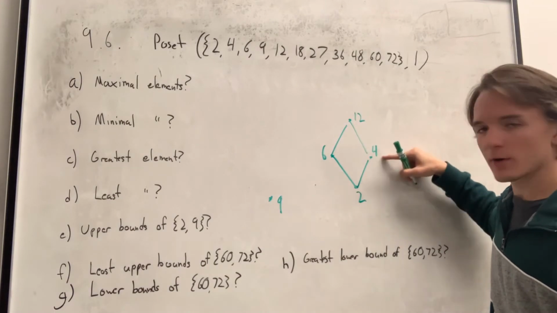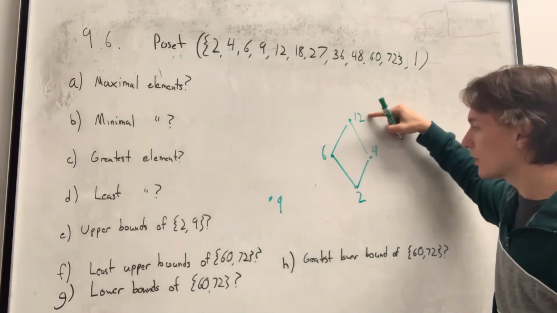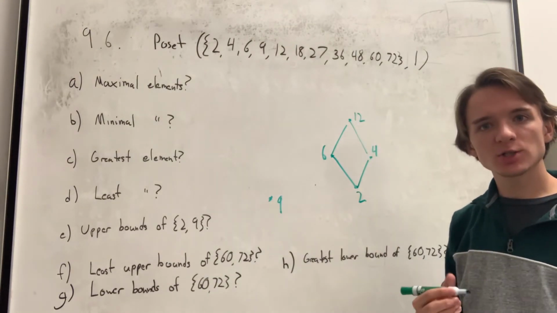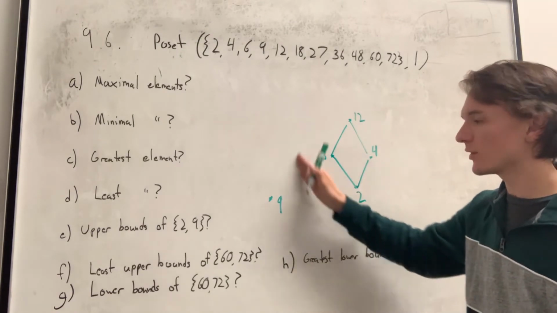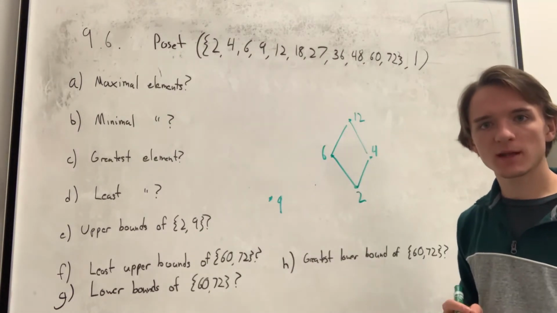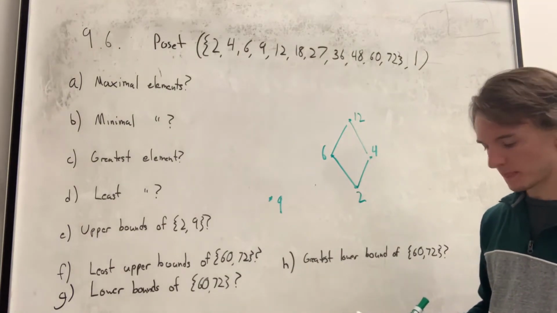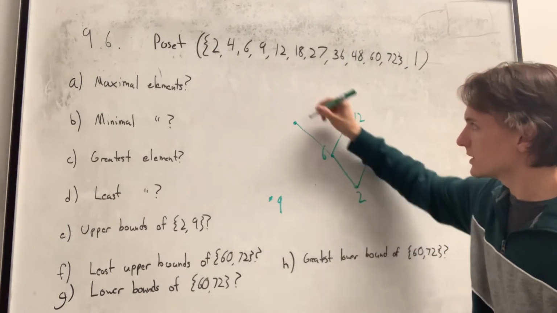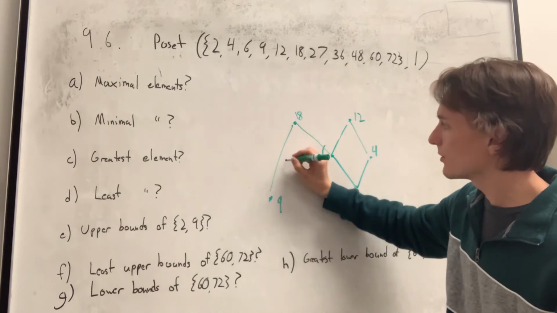2 divides 4 and 4 divides 12. Therefore, 12 is also divisible by 2. So there's a relationship from 12 to 2 that exists through 4 and through 6, so we don't need to draw an edge in this hash diagram. Okay, 18. 18 could be over here. 18 is divisible by 6, 2, and finally also 9.